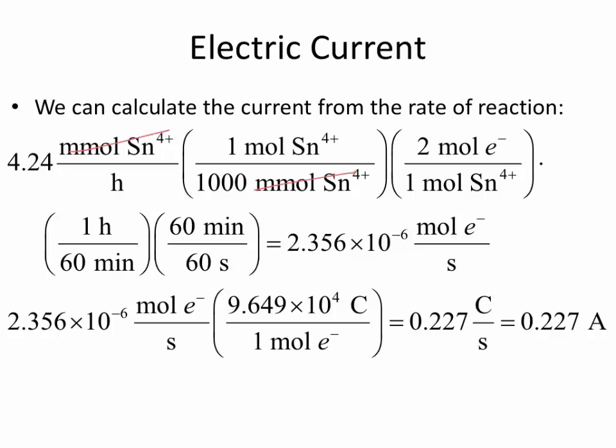So those units go away. And then we can convert from moles of tin into moles of electrons. And then we can convert our hours into minutes, so our hours will cancel. We can then convert minutes to seconds. And that then gives us a value of 2.356 times 10 to the minus 6 moles of electrons per second. And now we can convert that using Faraday's constant into 0.227 coulombs per second, which is then 0.227 amps.